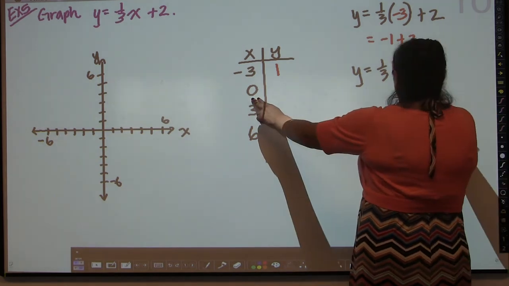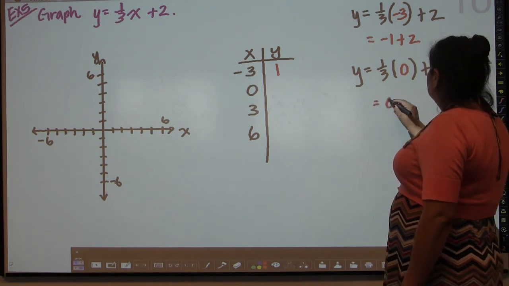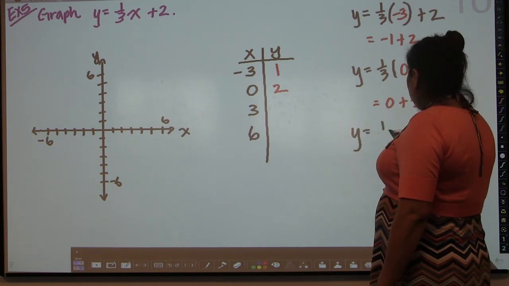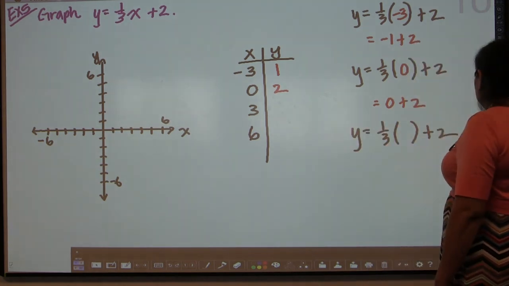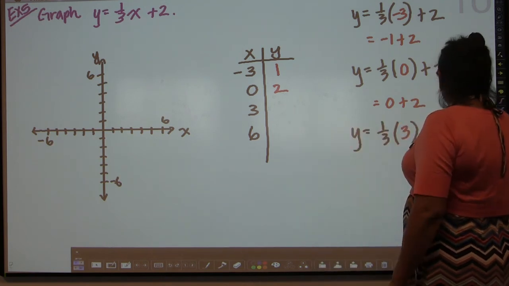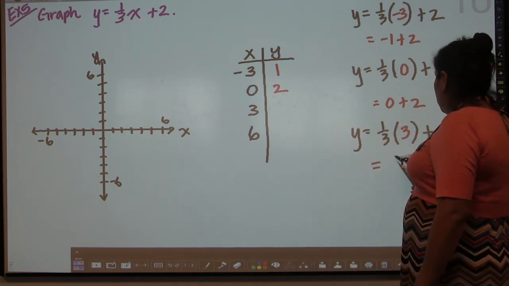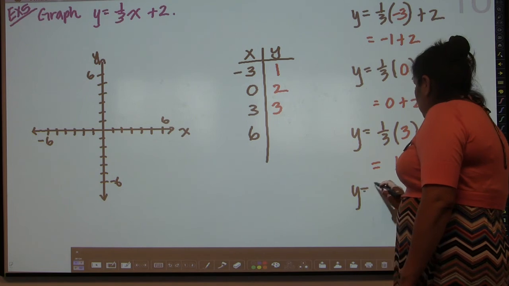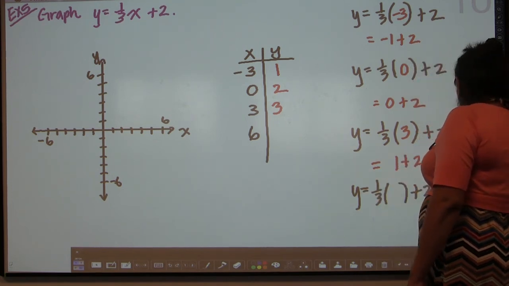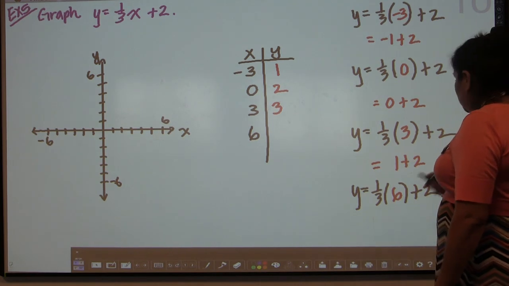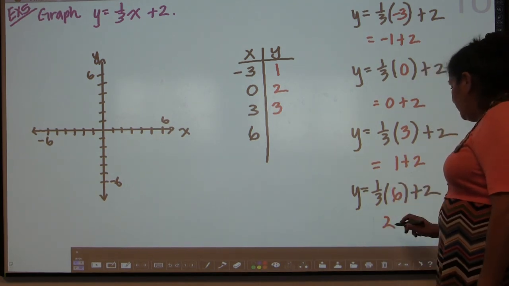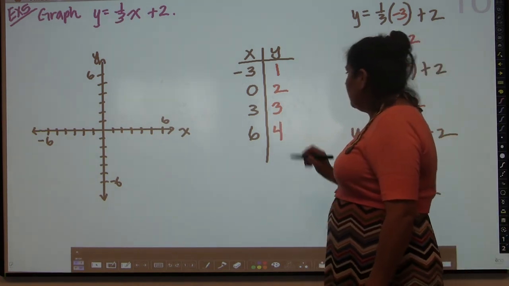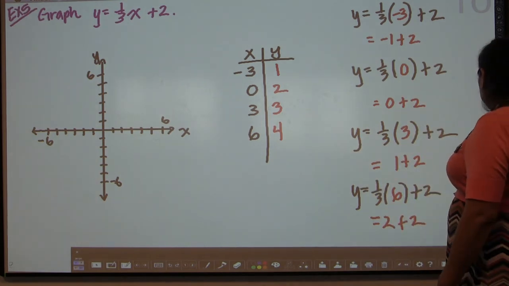Now I'm going to pick 0. So 1/3 times 0 is 0, plus 2, which is 2. Then y equals 1/3 times x plus 2, and this time I'm going to replace x with 3. So 1/3 times 3 is 1, and 1 plus 2 is 3. The last number I'm going to pick is 6. So 1/3 times 6 is 2, because 6 divided by 3 is 2, plus 2, and I get 4. Now I've completed my table, and that's great.